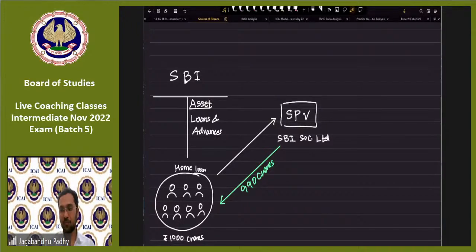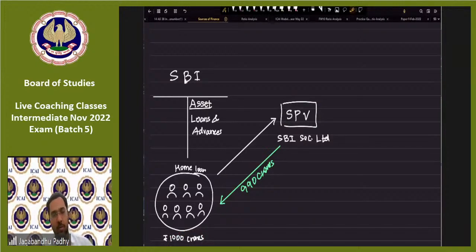True? Yes or no? So even if SBI gets 990 crores, it is good, sir. At least I am saving on my effort. I am saving on the risk. I won't be facing too much of the risk that I may not be able to recover some money. That's the SPV's headache. SPV will take care of it. All the legal cases will be taken care of by the SPV. At least I am secure that I am getting a substantial value of my loan.